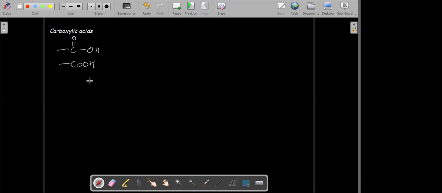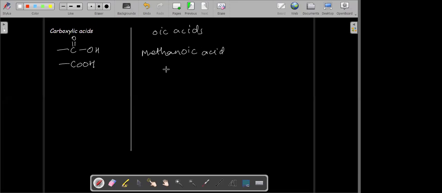Okay. So now I think you can try to make the structure for methanoic acid and ethanoic acid. So they are named as oic acids. Okay. Try to make methanoic acid and ethanoic acid. Methanoic and ethanoic acids.